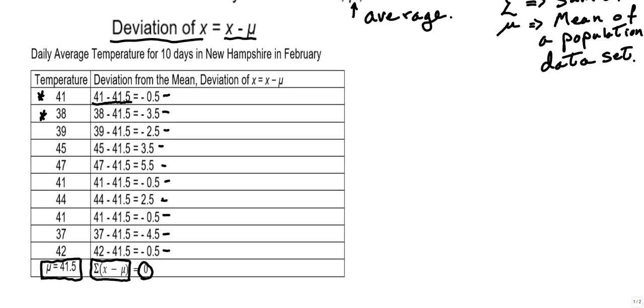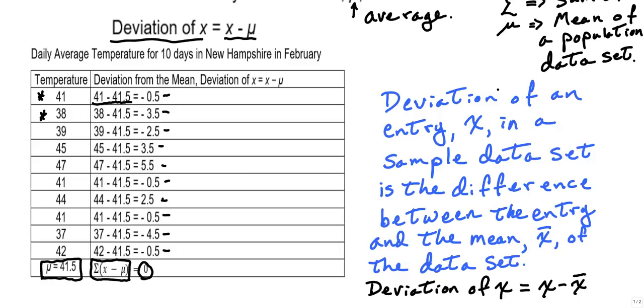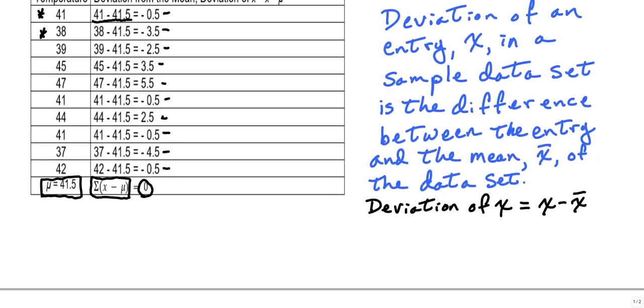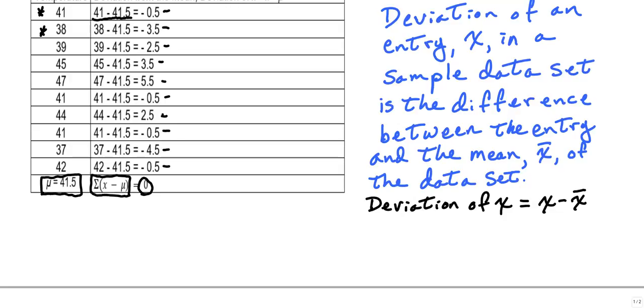So while we've been talking about population, we also have to bring into account a sample. And let's go ahead and discuss the deviation of an entry X in a sample. The deviation of an entry X in a sample data set is the difference between the entry and the mean, which in this case is going to be indicated as X bar of the data set. So therefore, the deviation of X is equal to X minus X bar. One way of looking at this is the deviation of a value from the mean is simply that value minus the mean, regardless of the notation that we use.